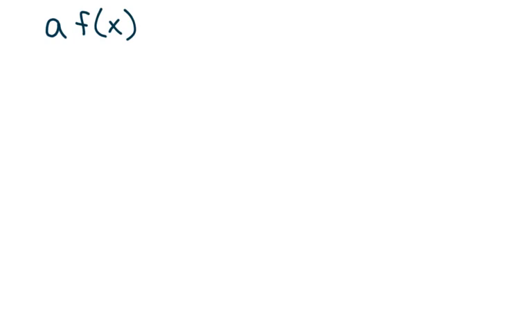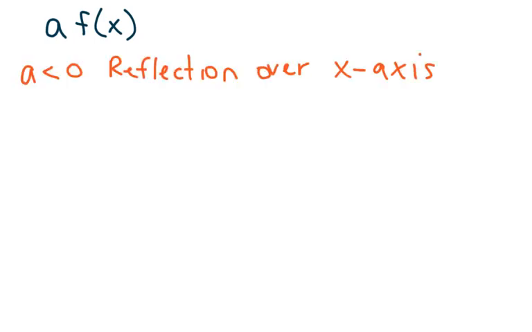Let's first talk about what happens when this value is positive or negative. So if it's positive, it doesn't really change much. But if it's negative, then we call it a reflection over the x-axis. Now there's two other things that the a also does. It's very special because it's a vertical stretch and a vertical shrink.